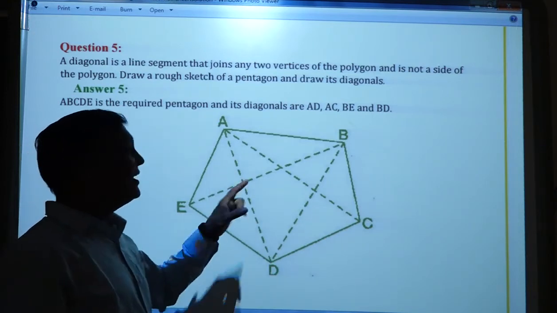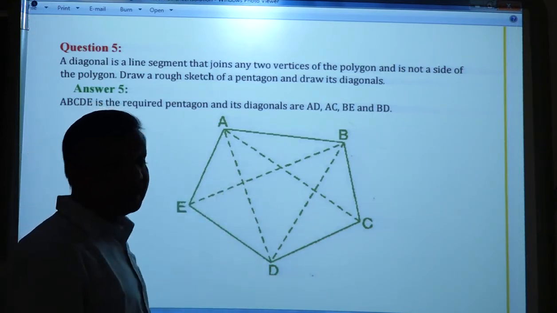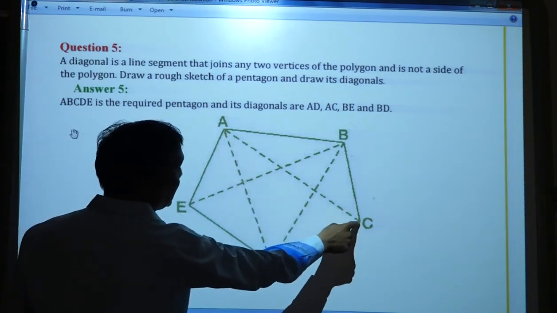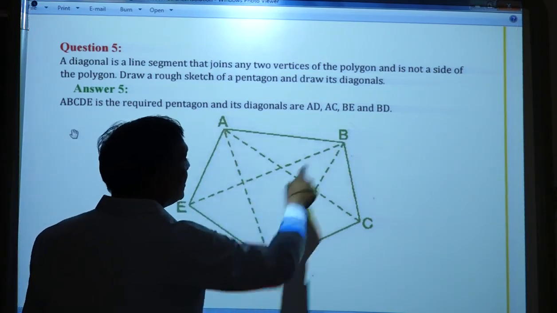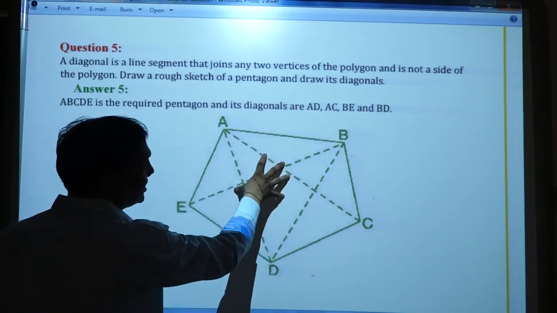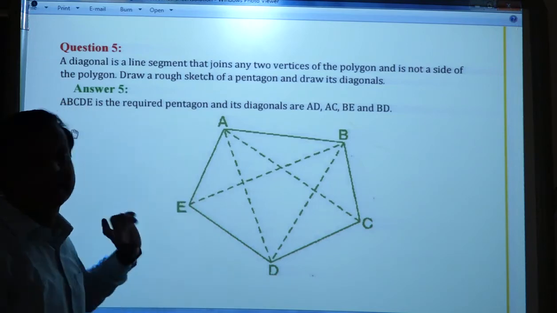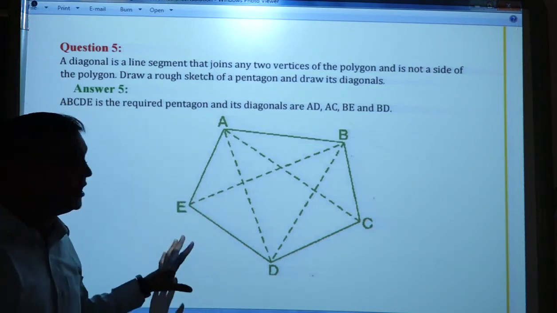Once again I am repeating, diagonals are inside, meaning connecting inside points. AD is a diagonal, AC is a diagonal, EB is a diagonal, BD is a diagonal. Inside, these are the diagonals. Diagonal means connecting opposite points. Now next exercise, that is the last exercise of this lesson.